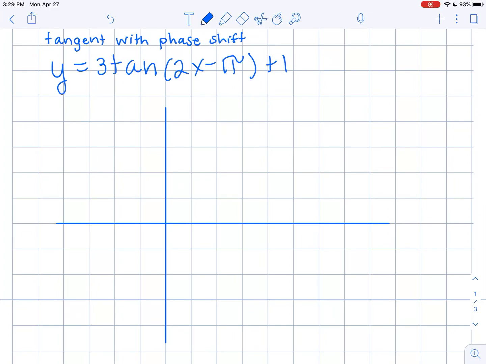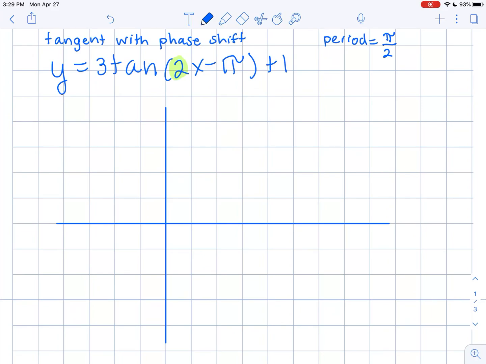So we'll first take a look at, and I'll go through each one individually, how the 2 affects the period and the phase shift. Let's start with the period first. When I'm calculating the period for tangent or cotangent, I first start with the fact that it typically is pi, and then I divide by that constant out front of x. So dividing by 2, now we get that our period is, instead of pi, pi over 2.